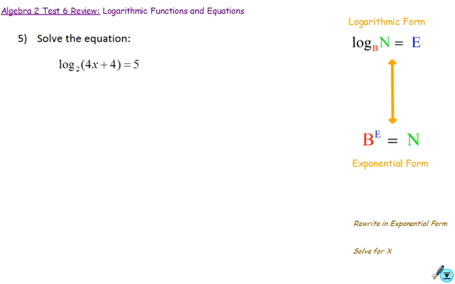All right, so number 5. Number 5 says solve the equation. It looks similar to what we've been working with. The only difference is that after the base, it's not just one number, but a quantity. It's kind of a group.